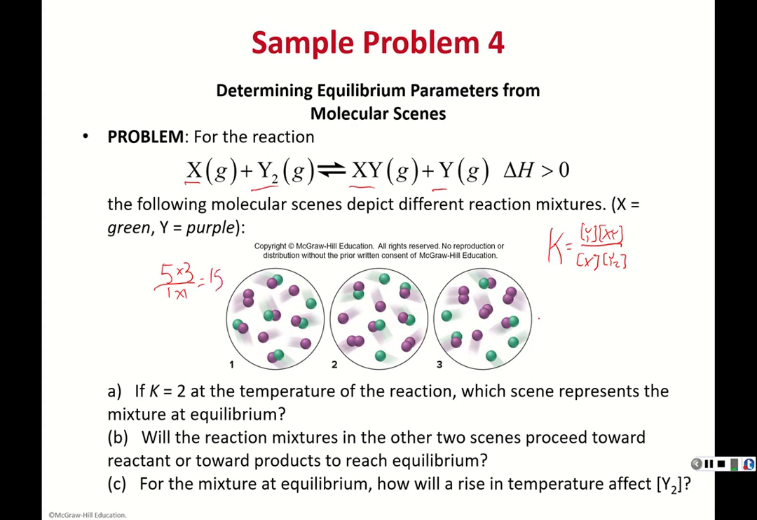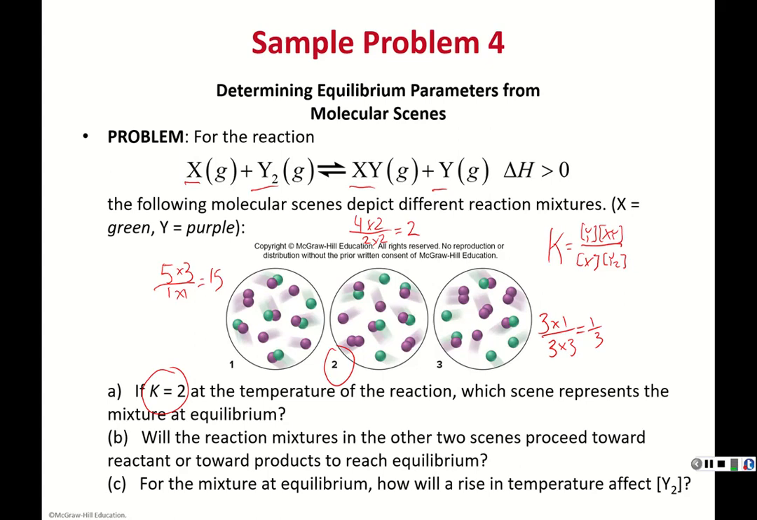If we looked at 3, we'd have 3 times 1 divided by 3 times 3, which would be 1/3. And 2 is 4 times 2 divided by 2 times 2, which is going to equal 2. Right? So we're told that K is 2 at equilibrium. So which of the scenes represents the equilibrium conditions? Well, K is 2 in scene 2, so that would be at equilibrium.